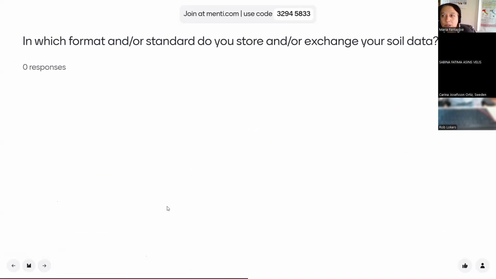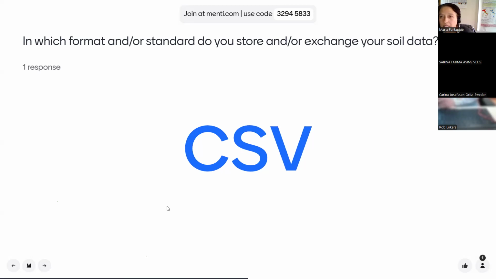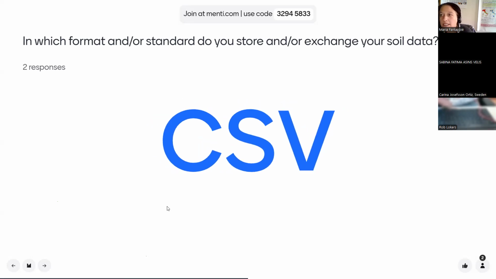Okay, this is for us just to know, you can write down your answer. So about the format you use to work, the standard that you use, both to store and to exchange information, not just to exchange, but also to store.